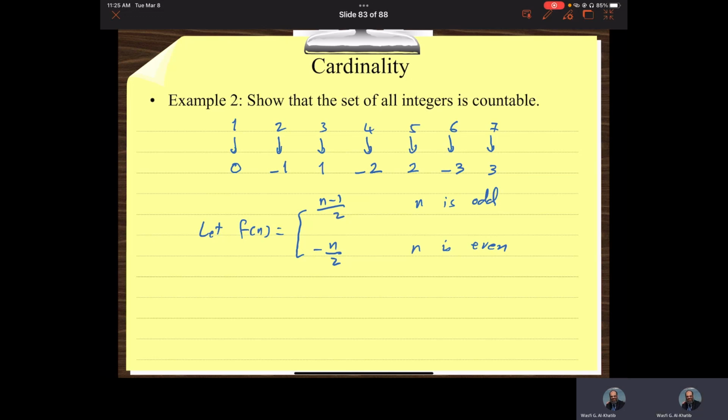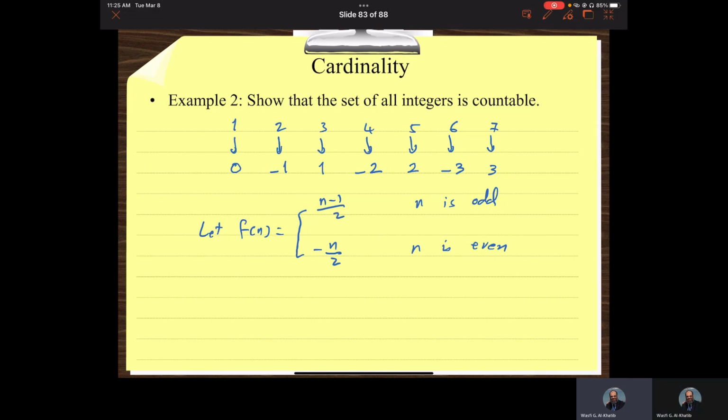So that's why when I say if you can list the elements of the set as a sequence, A1, A2, A3, A4, this is a one-to-one correspondence, right? The sequence is a one-to-one correspondence, and the domain of the sequence is Z plus: 1, 2, 3, 4 until infinity. So if you can list all the elements of the set as a sequence, that set is countable definitely. Therefore Z here is countable.